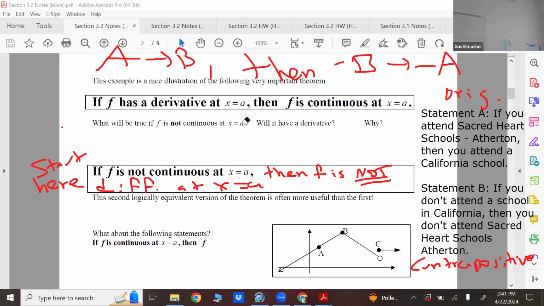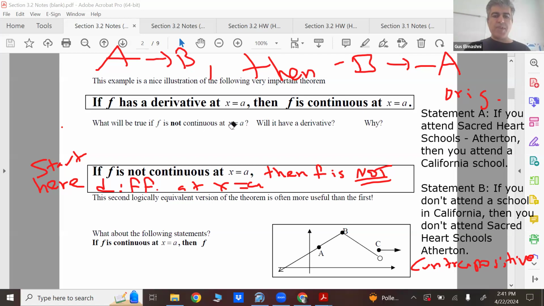Because what did I just do? I swapped these two if-then statements, and then I said the opposite, got rid of the nots, right? That's true also. So what this means is that if you have a derivative at a certain point, you're guaranteed to be continuous. And if you're not continuous, forget about it. No differentiability.